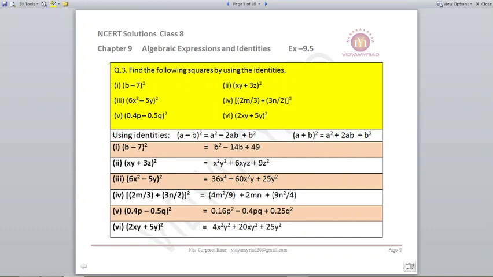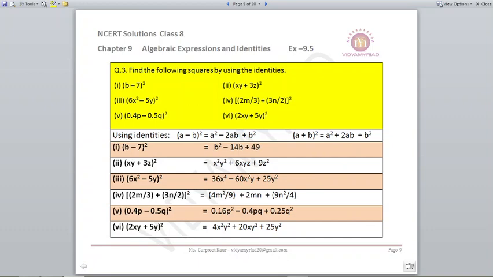Question number 3. Find the following squares by using the identities. Now if you look, till now we have done 3 identities. (a minus b) the whole square, which is a square minus 2ab plus b square, and (a plus b) the whole square, which is a square plus 2ab plus b square, and third is a square minus b square, which is not in this question. So these 2 identities will be applied in this particular question. So number 1 is (b minus 7) the whole square, which is (a minus b) the whole square, a square minus 2ab plus b square.